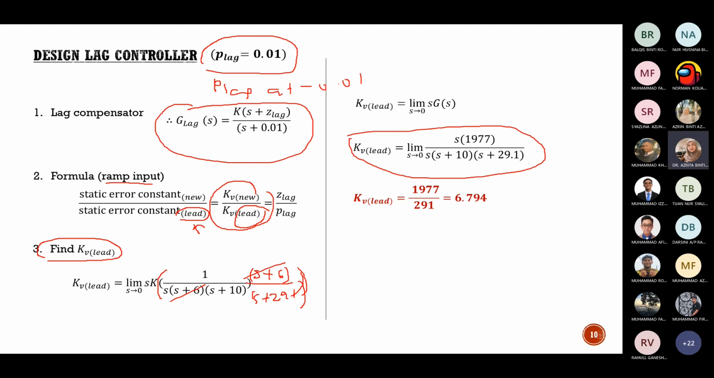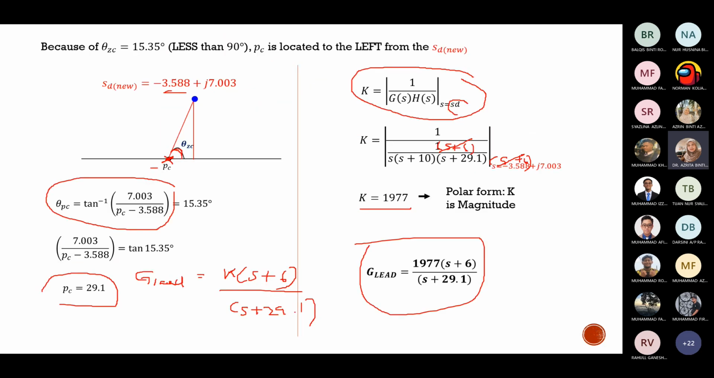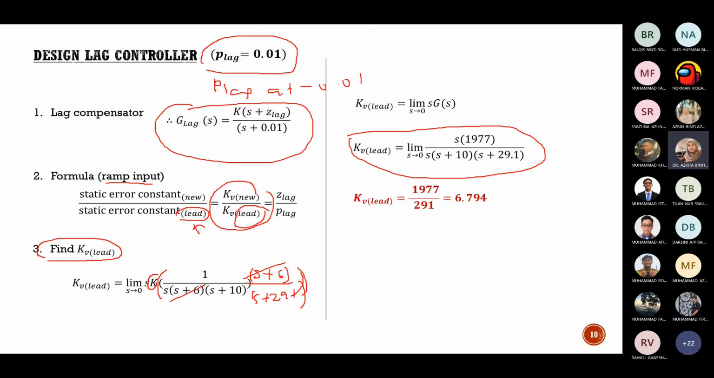Something is left out a little. Okay, so after that, we can evaluate the value of KV lead. So K here refers to the value of gain K that we obtained from these values. So we just replace 1977.